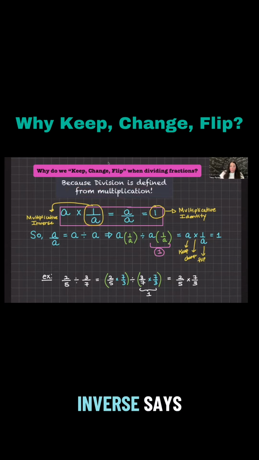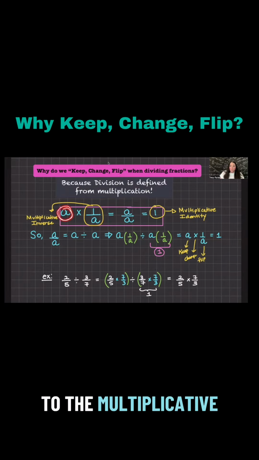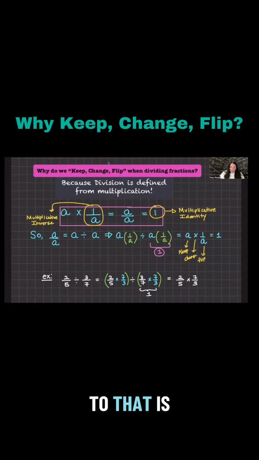So the multiplicative inverse says, what can I multiply a by to get back to the multiplicative identity, which is 1? So the answer to that is 1 over a, because that gives you a divided by a, and anything divided by itself we know is equal to 1. So we can take that. Let's start with a over a. We know a over a is the same thing as a divided by a.